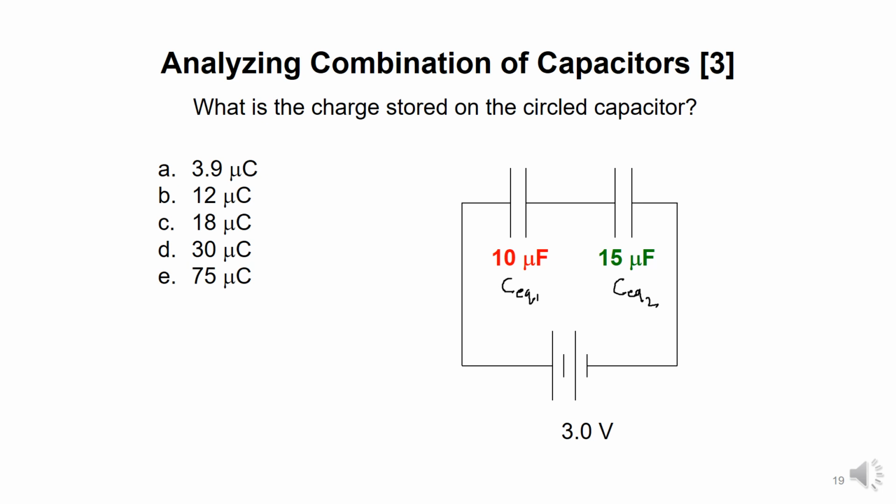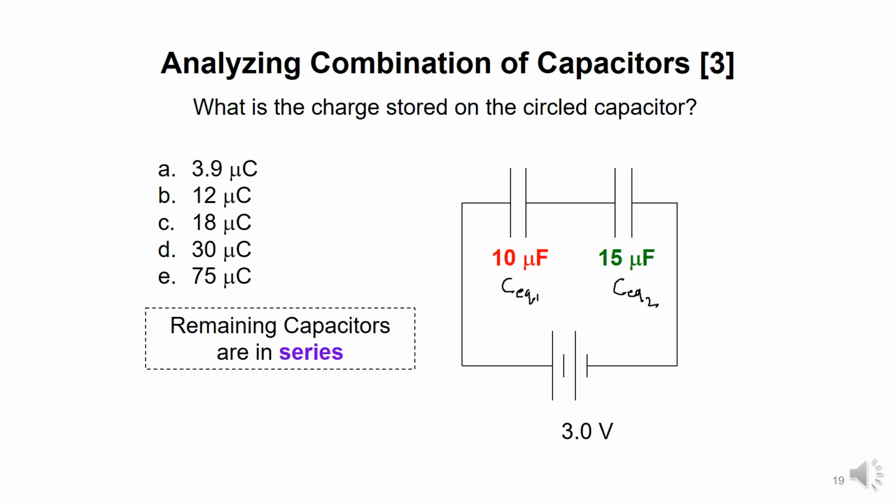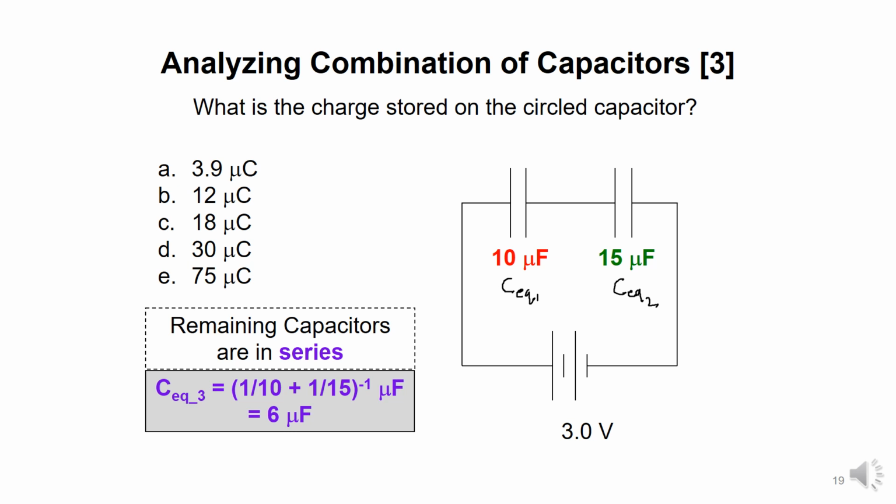And in green, we have C equivalent 2. Okay, so 10 and the 15 microfarads. So this time we have the C equivalent 1 and 2 in series. So now if you want to combine them, we have to do the reciprocals. Okay, so we have to add the reciprocal of 10 and the reciprocal of 15, and then from there we get the C equivalent of them together.